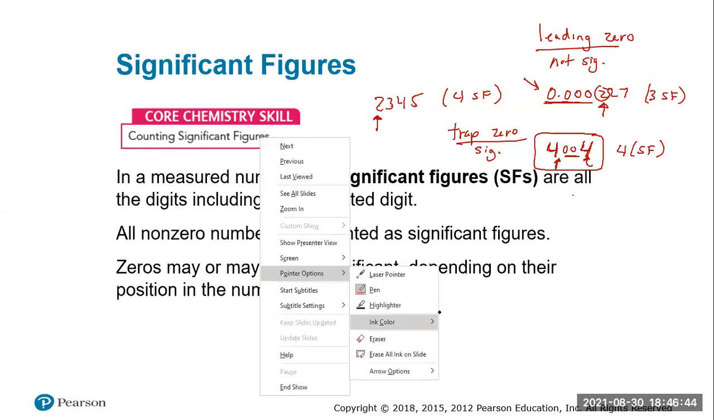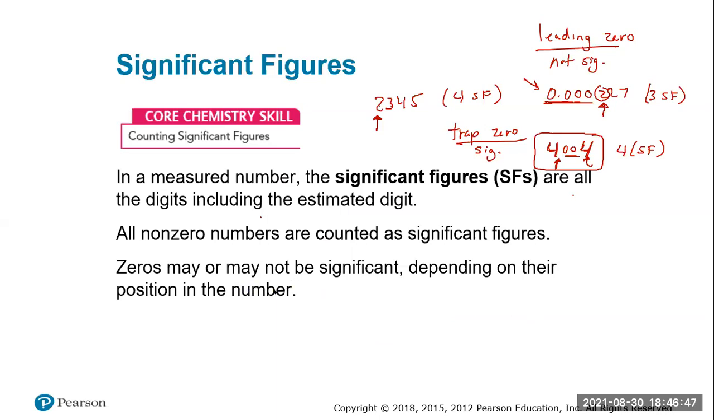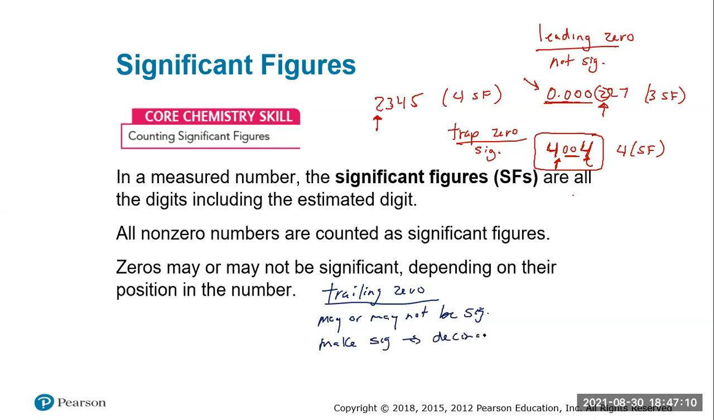Now the last zero, which is really the one that gives people a difficult time, is what is referred to as a trailing zero. That's basically a zero that comes at the end, and it may or may not be significant. What makes those zeros significant is if there is a decimal point in the number. The decimal point does not need to be right next to the zeros. You just need a decimal point in that number somewhere to make those zeros significant.